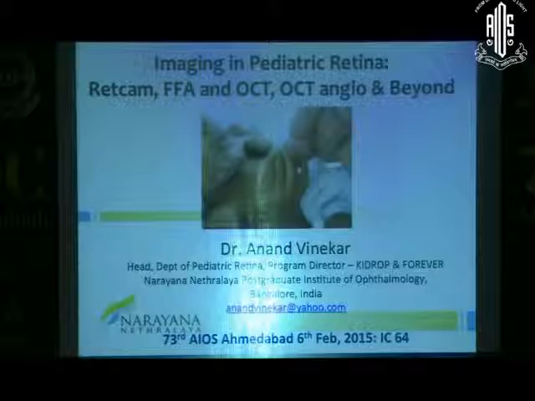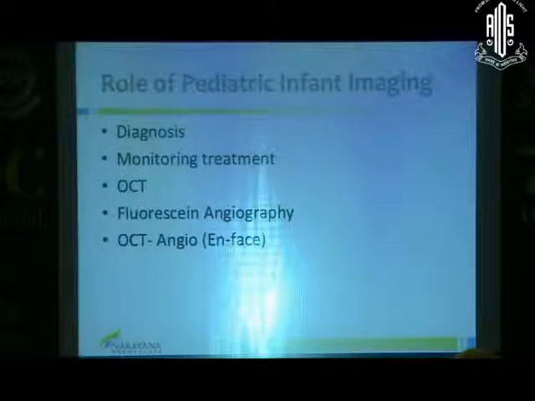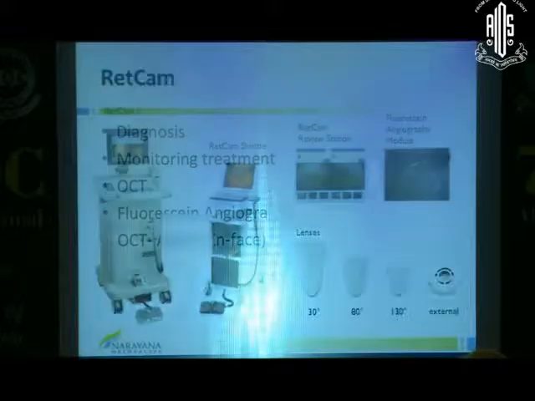I'm giving you some easy ways to look at the case in case you're seeing it in your outpatient and making a diagnosis. I'm going to divide my talk mostly on the role of pediatric or infant retinal imaging. Mostly we're going to deal with children less than a year now in the photographs. From a diagnosis, how to monitor treatment, a little bit about OCT, but that's a separate instruction course. Fluorescein angiography, and then I just want to share some very early experience in using the OCT angio.